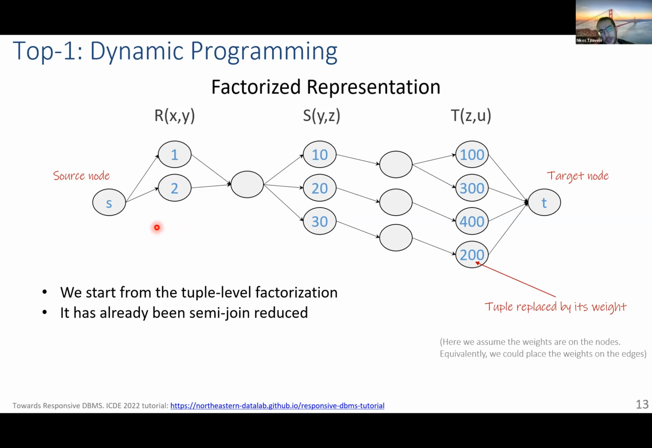Recall that this is a tuple level factorization. So basically every node represents a tuple. And so we have these layers of nodes that represent tuples of relations R, S, and T. And we have also these intermediate nodes that do the factorization. And here, for simplicity, I have replaced the labels of the nodes with their weights so that we can keep track of them.